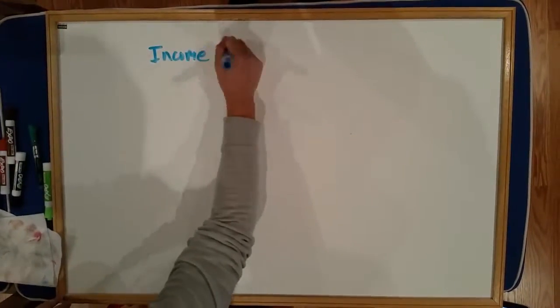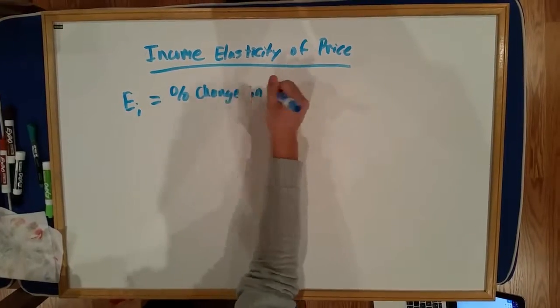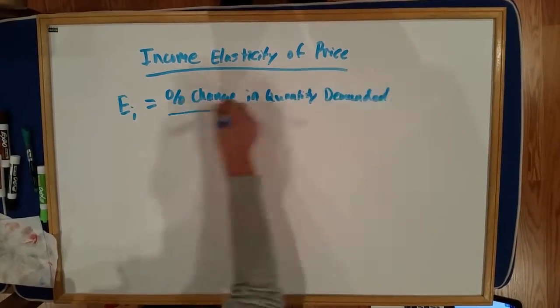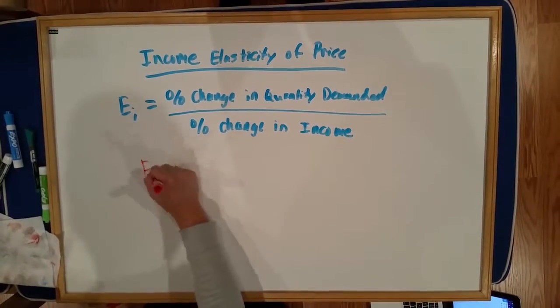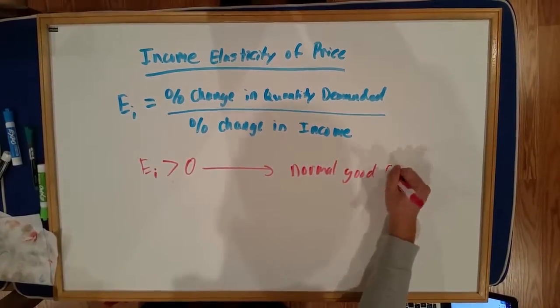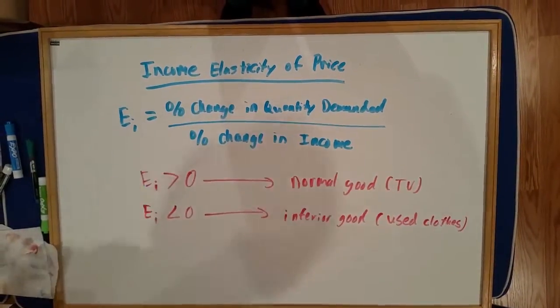So the next thing we're going to talk about is income elasticity, which is equal to the percent change in quantity demanded over the percent change of income. If the coefficient of income elasticity is greater than 0, then it's a normal good. If it's less than 0, then it is an inferior good.